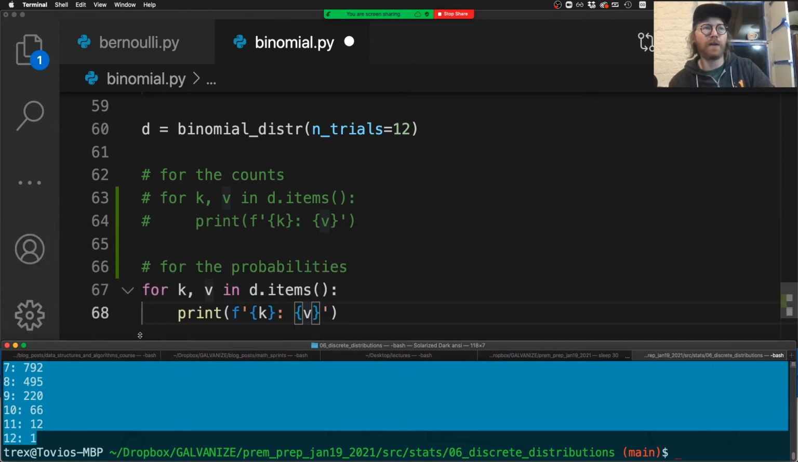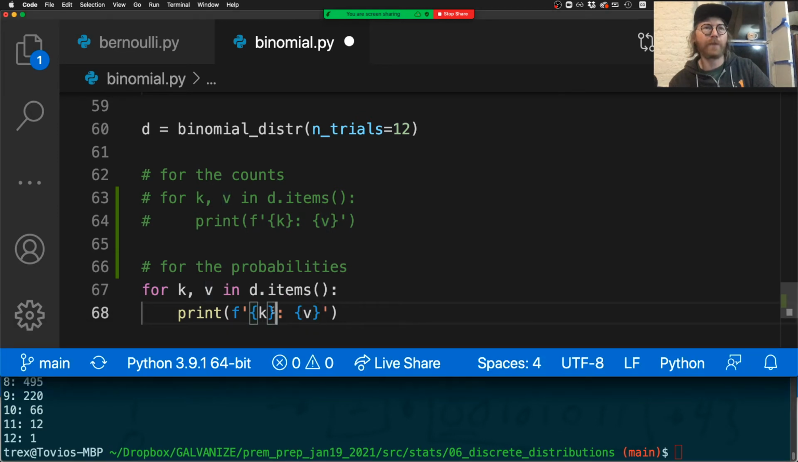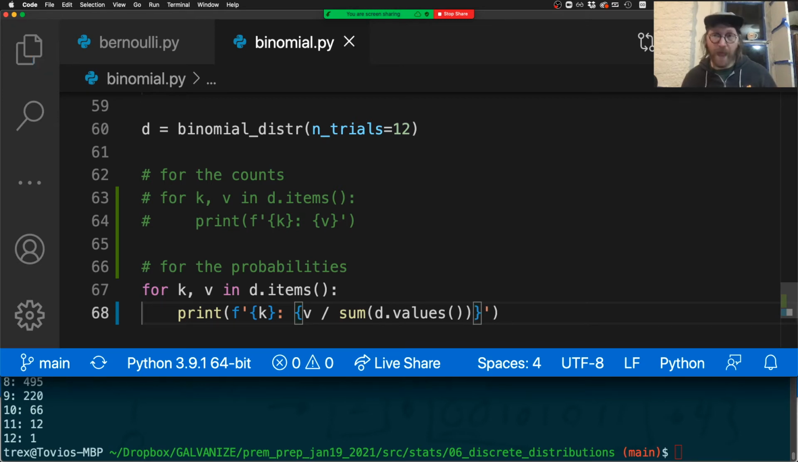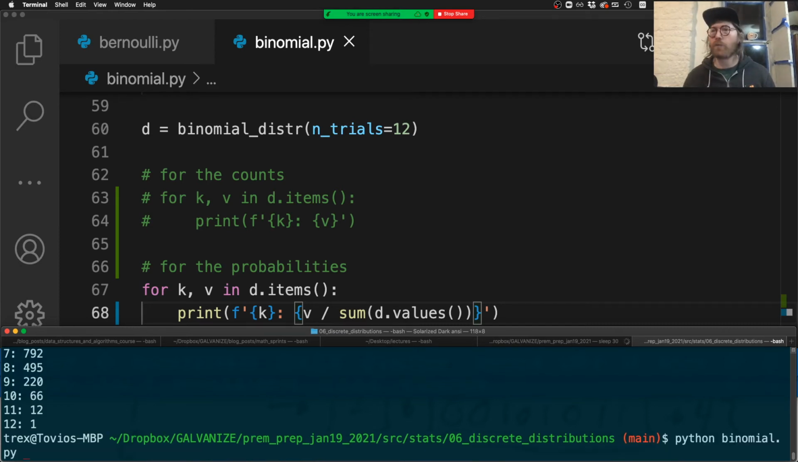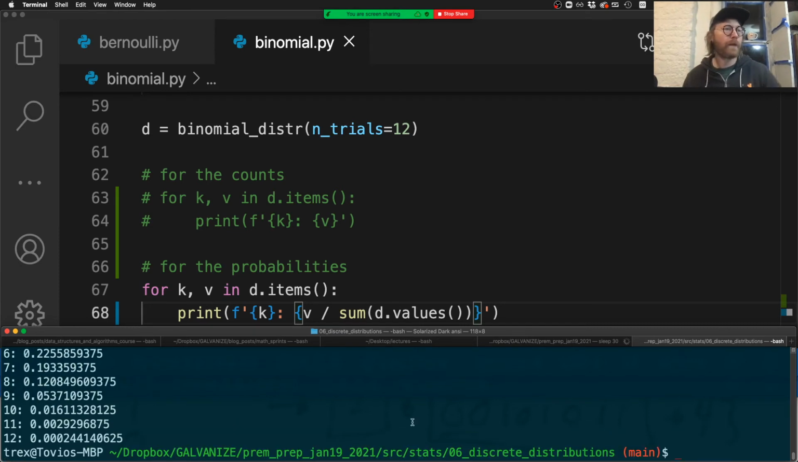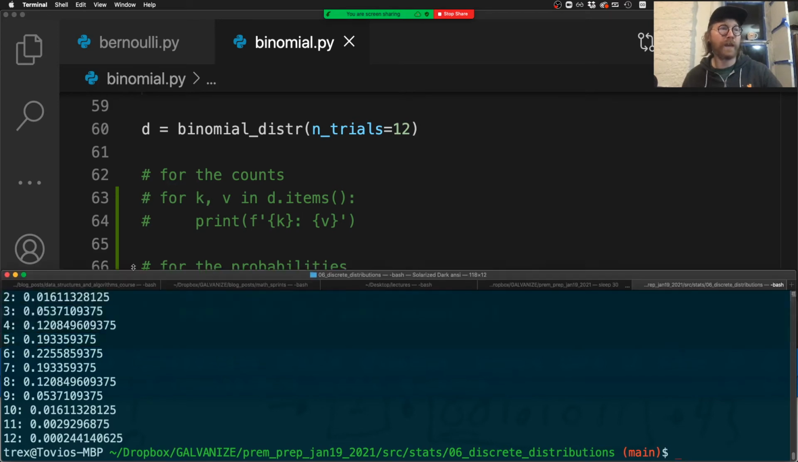And in Python, the way we can do that, well, we can say d.values. So it's going to be the value divided by d.values, except d.values is a list, or a list-like object. We can just take the sum of those. And so if we do that, we can start answering questions of probability. So let me go ahead and run that. And now we're looking at probabilities.